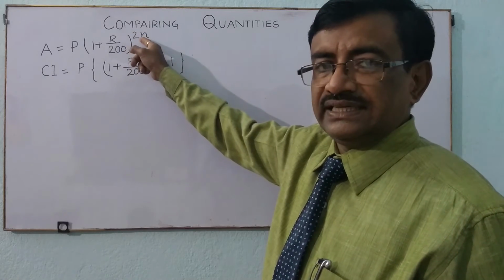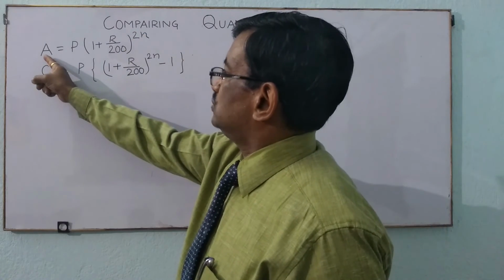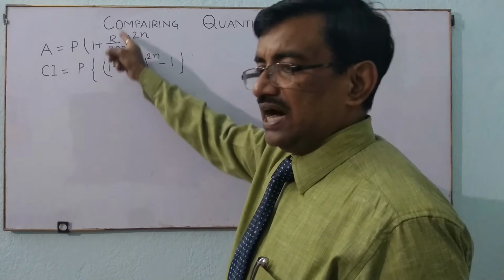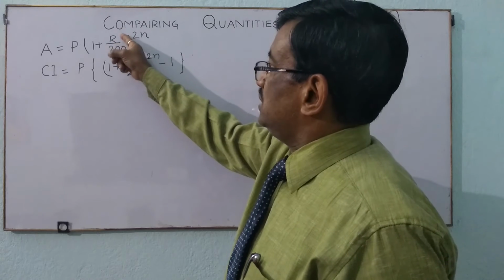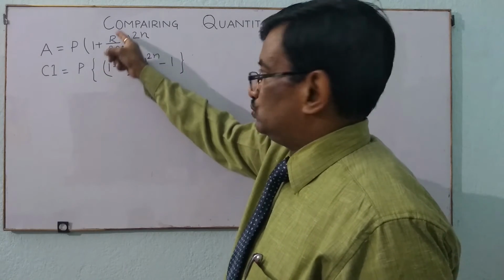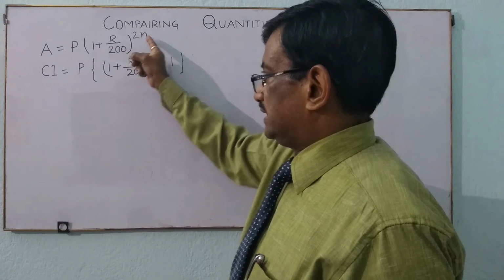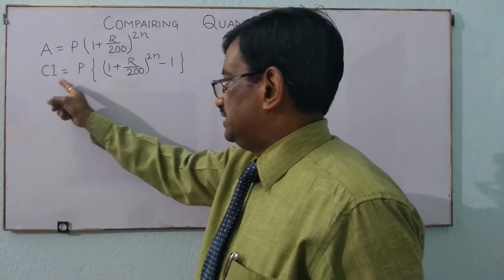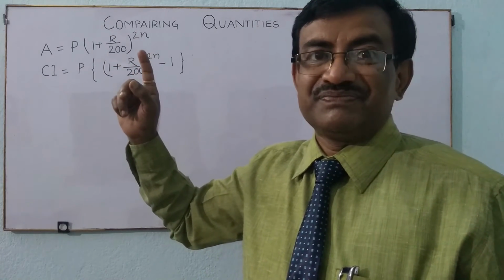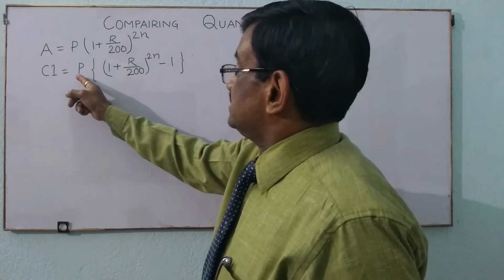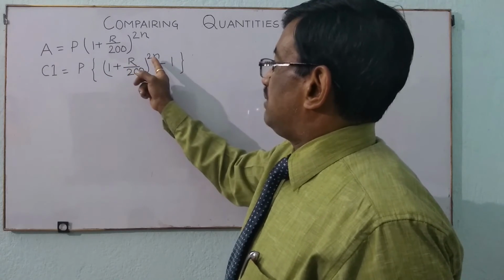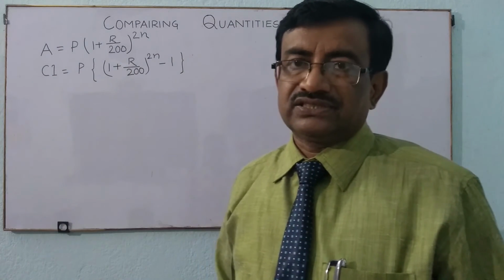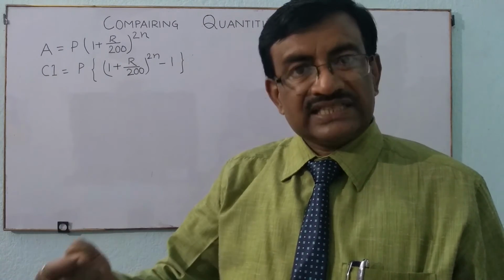n becomes 2n. Now we are going to use the formula A equal to P into 1 plus R by 200, because the new rate becomes the original rate divided by 2, to the power 2n. And while calculating CI, compound interest is amount minus principal. Here it is P into 1 plus R by 200 to the power 2n minus 1 is the formula to find compound interest. Let us see in the next part of the video.